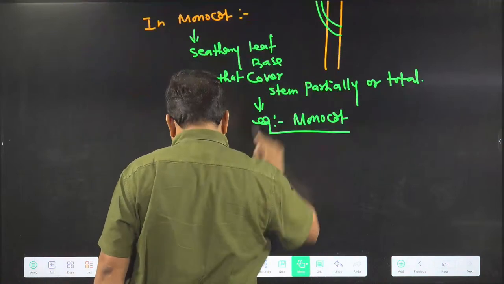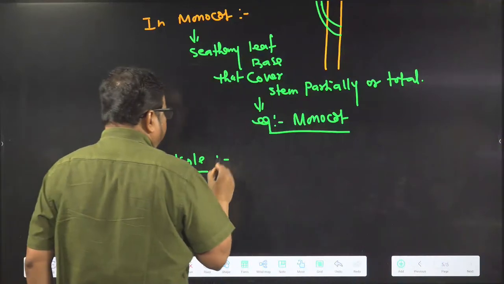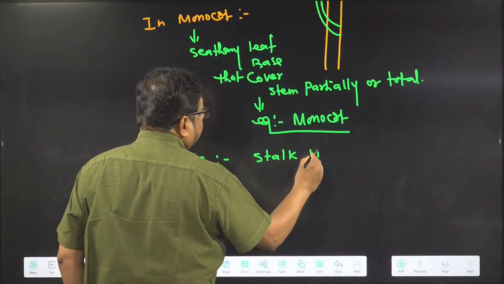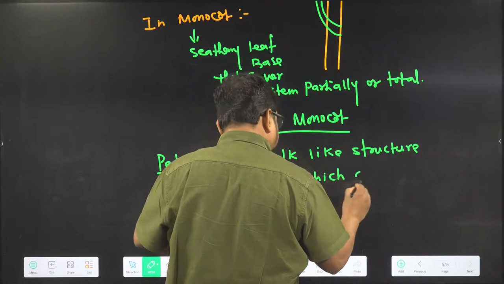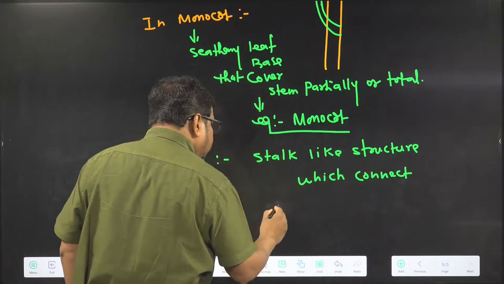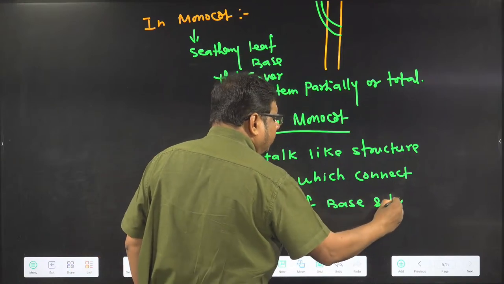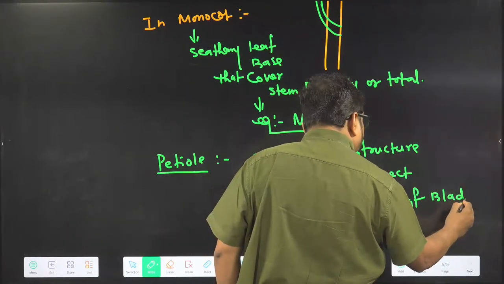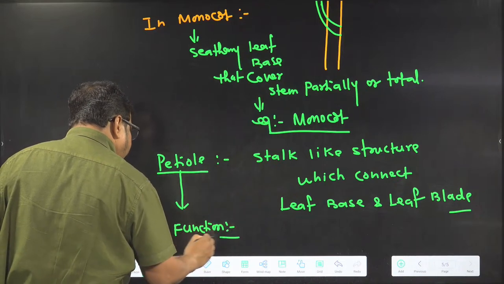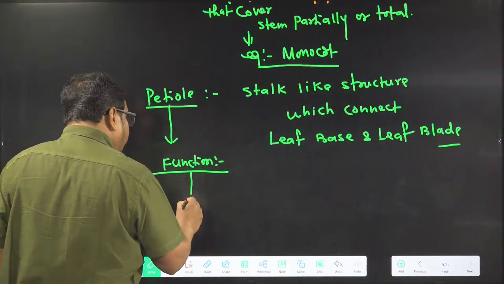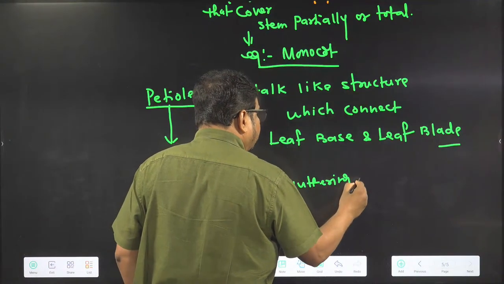Now we are going to talk about petiole. So petiole is what? A stalk-like structure which connects which one? Leaf base and leaf blade. What is the function performed by the petiole? Anybody can tell me? It helps in fluttering of lamina.